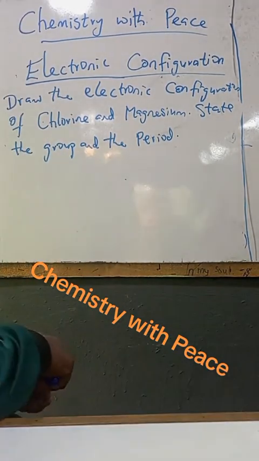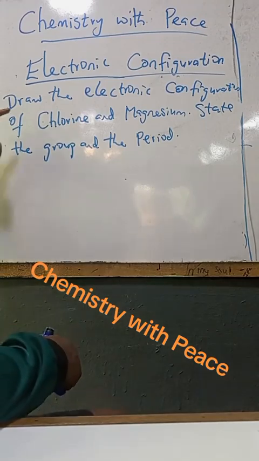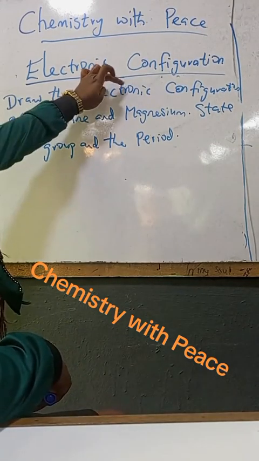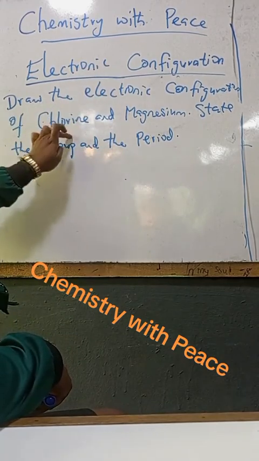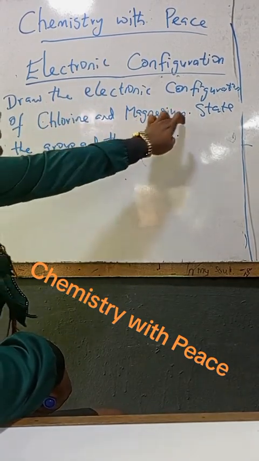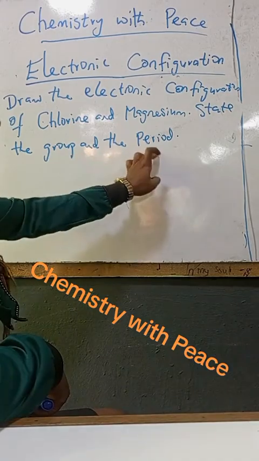Okay, good everyone. The question on the board says, draw the electronic configuration of chlorine and magnesium. State the group and the period.